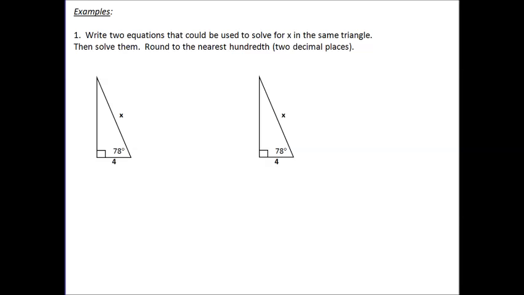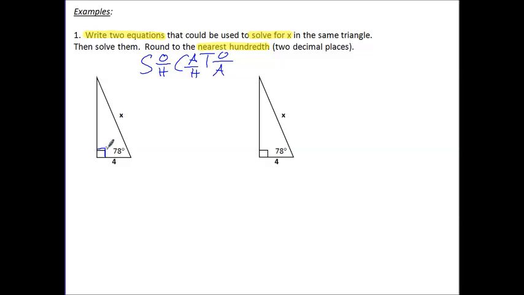In example number 1, we're supposed to write two equations that could be used to solve for x in the same triangle. Then we're supposed to solve them and round to the nearest hundredth. Nearest hundredth means 2 decimal places. So the very first thing is we are going to write down our SOHCAHTOA. We're supposed to find x, and we're given the angle of 78 degrees, so that's the angle that we're going to use to label our sides.